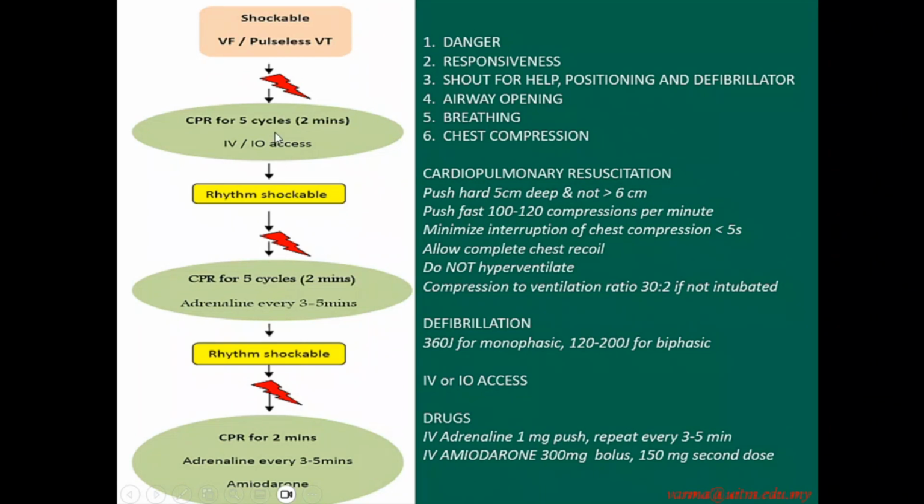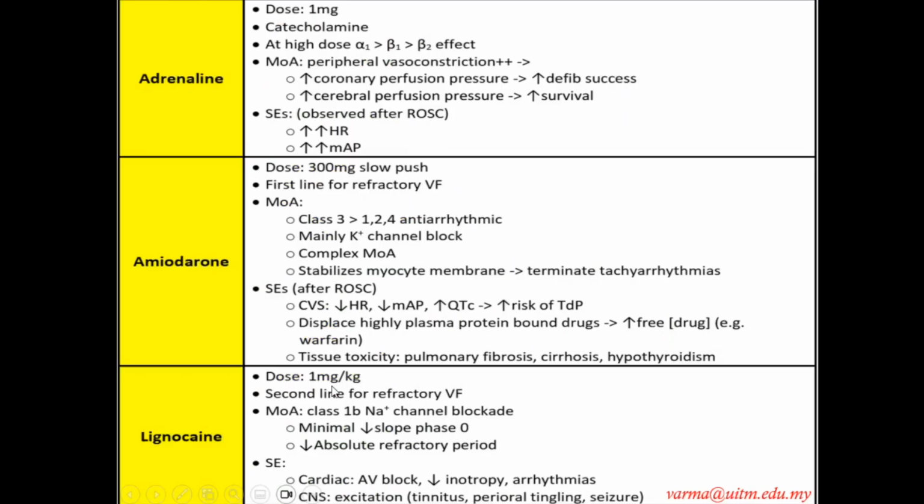Okay. After the first shock, you give adrenaline. Sorry, what am I saying? After 2 shocks, you give adrenaline. After the 3rd shock, you give amiodarone. So you have to mention that. Then amiodarone has all 4 antiarrhythmic properties, and we have discussed it. You can talk a little bit about amiodarone.